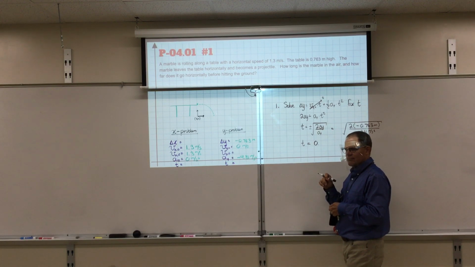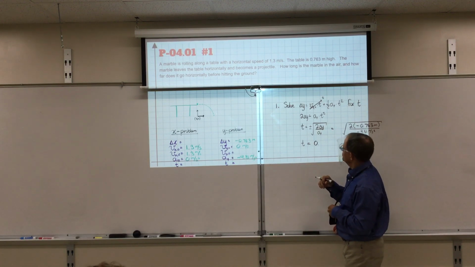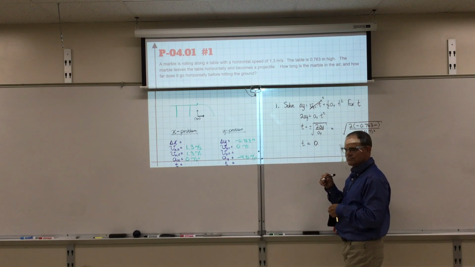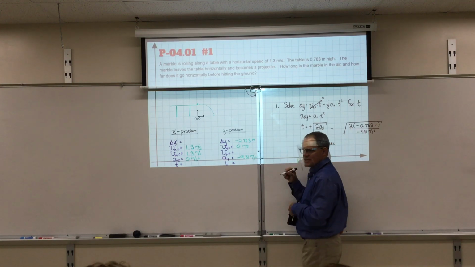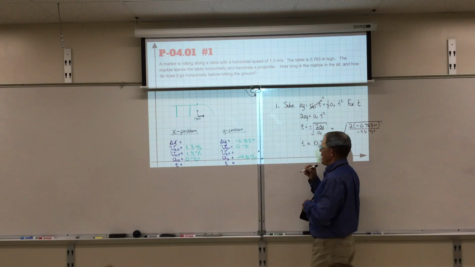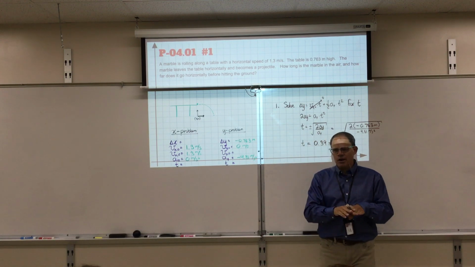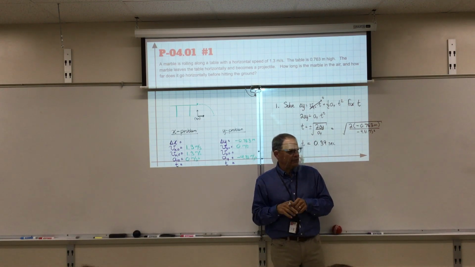Do we do 3 significant figures? 2. 2? So then 0.39. 0.39 seconds. Anybody else get that? Okay, that's how long the ball is in the air once it leaves Jared's table before it hits the ground.